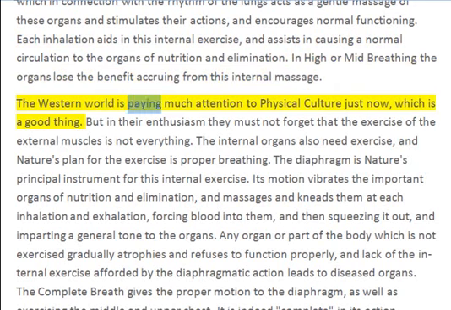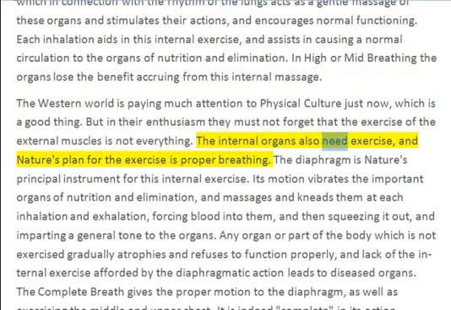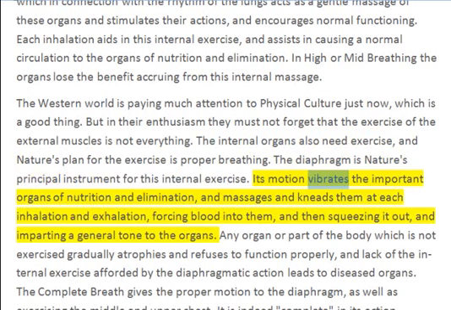The Western world is paying much attention to physical culture just now, which is a good thing. But in their enthusiasm they must not forget that the exercise of the external muscles is not everything. The internal organs also need exercise, and nature's plan for the exercise is proper breathing. The diaphragm is nature's principal instrument for this internal exercise. Its motion vibrates the important organs of nutrition and elimination, and massages and kneads them at each inhalation and exhalation, forcing blood into them, and then squeezing it out, and imparting a general tone to the organs.